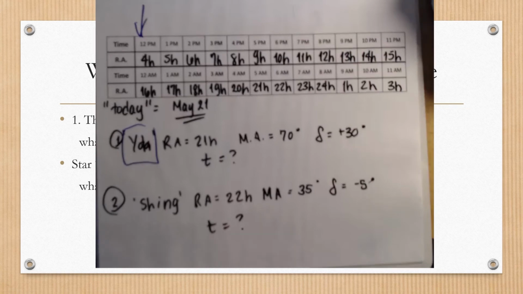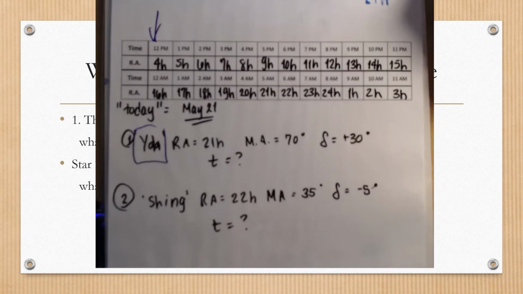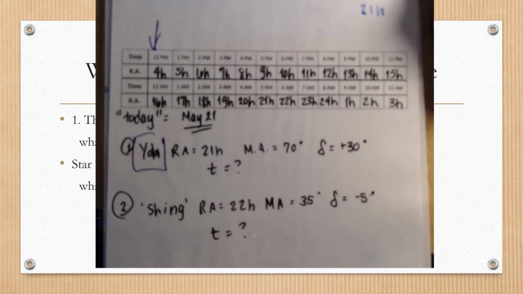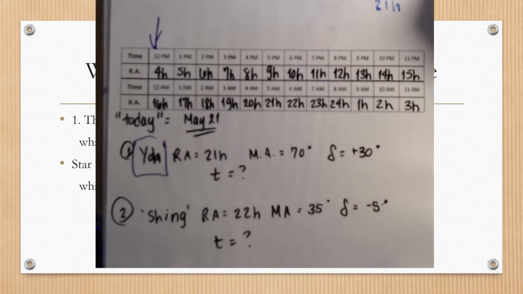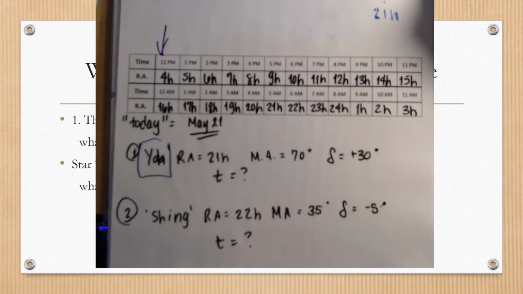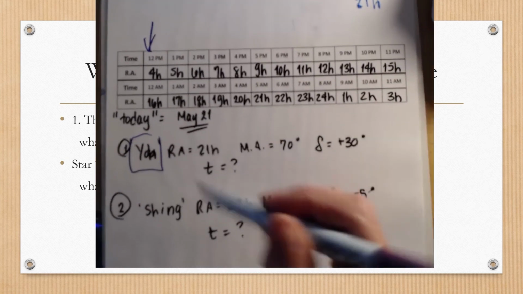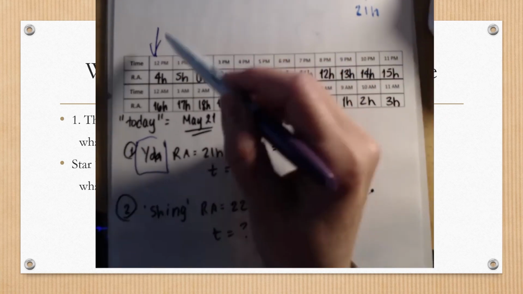So January to February, you're in the middle of winter. And we're not seeing Yo, we're not seeing Shin because they're going to be at their maximum altitude right smack dab in the middle of the day for us. But now we're going to have a different story. Now we're in spring.